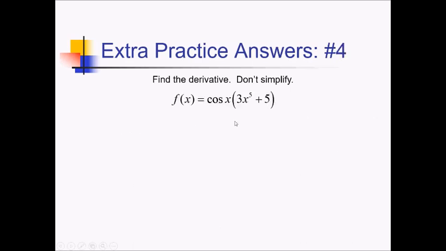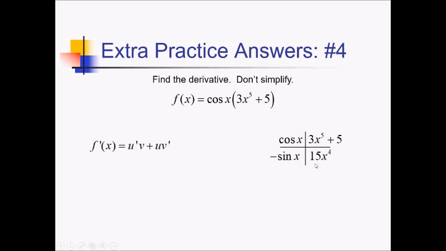To find the derivative of this one, we're going to have to use the product rule, u prime v plus uv prime. Set up our box and ribbon here. We've got cosine of x and 3x to the fifth plus 5. Derivatives of those will be negative sine of x and 15x to the fourth.